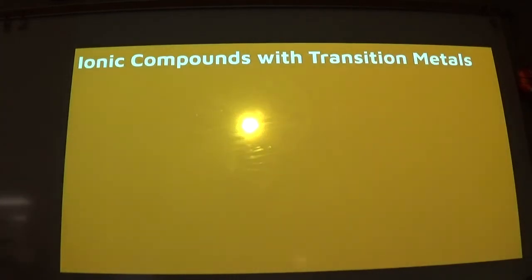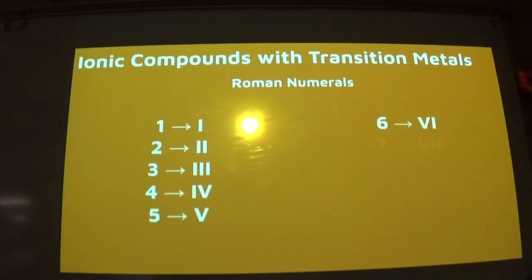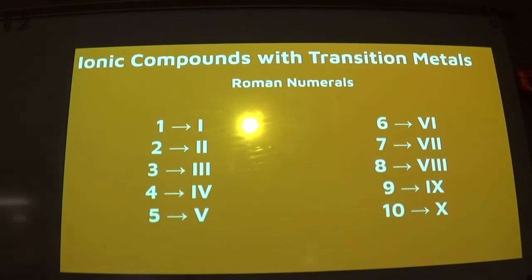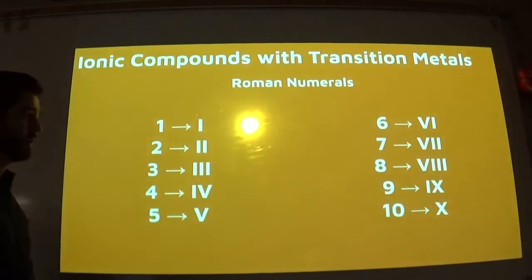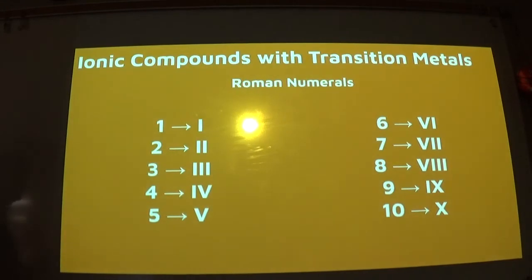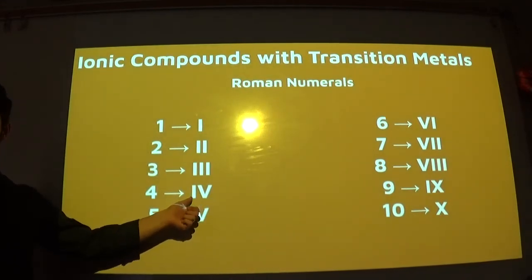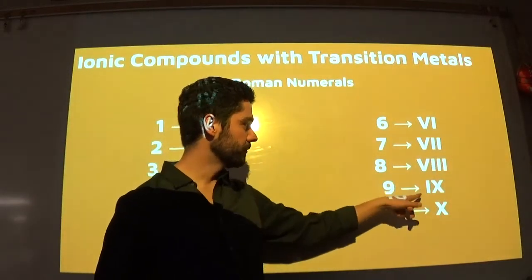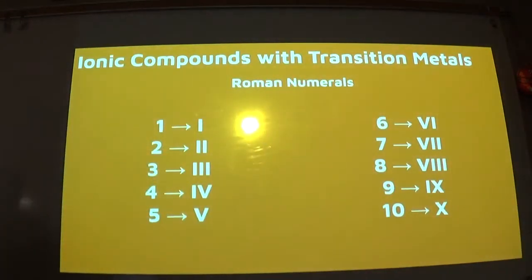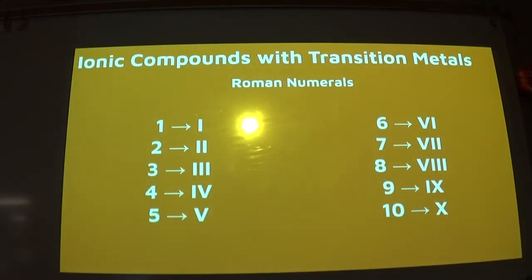Now, what Roman numerals do we need to know? Only up to 10 is really all we need for this. In case you don't know your Roman numerals, here they are. 1 is a line, 5 looks like a capital V, 10 looks like an X. You combine those symbols to get the other numbers. So 4, I think of it as 1 before 5. 8 is 3 after 5, or 1 before 10 is 9. That's kind of the logic of how I think about it. We'll need to know these so that we can name transition metal ions appropriately.